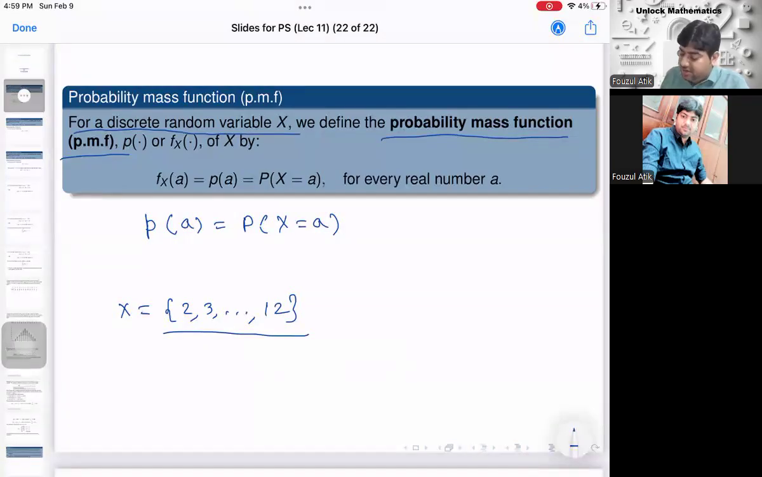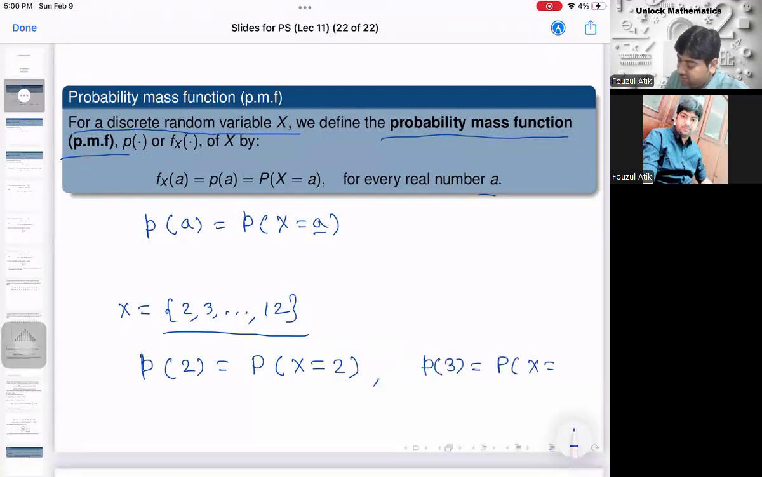Here A is any real number, but now in our experiment, what is small p of 2? It is the probability of the event X equal to 2, the random variable taking this value. We have already seen this probability was 1 by 36, right? So p of 2 gives this value. Similarly, p of 3 can be calculated, where X is equal to 3.